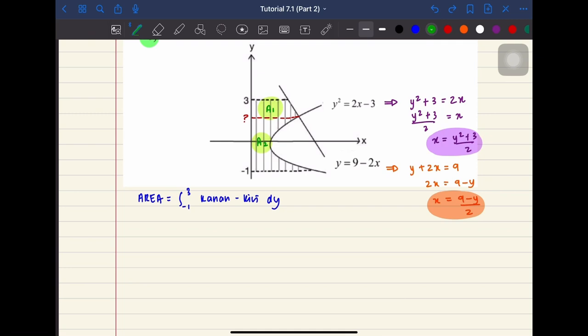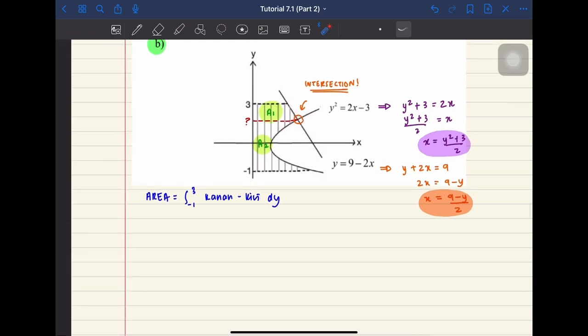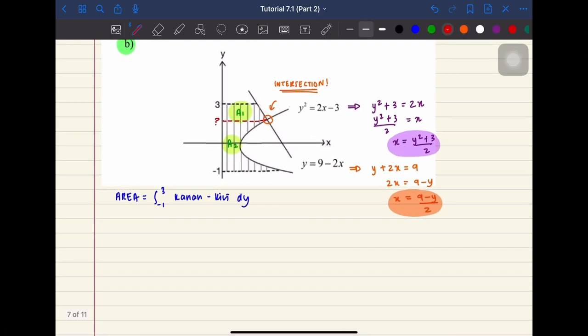Sorry, intersection. So bila intersection, ingat baik macam saya ajar. Intersection awak kena solve persamaan serentak. Okay, so apa persamaan serentak tu? Awak akan ada dua equation. Kenapa dua equation yang awak perlukan? Sebab dia bertindih, dua function yang bertindih. So, awak akan ada dua equation, this is the first one and this is the second one. So, you have to solve simultaneously ataupun awak kena selesaikan persamaan serentak.